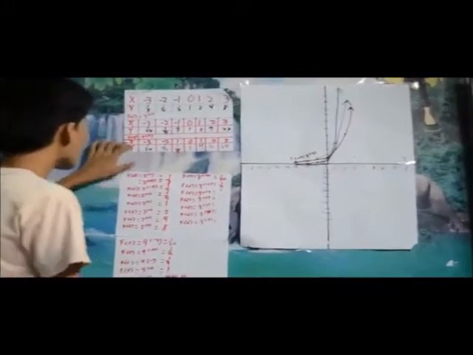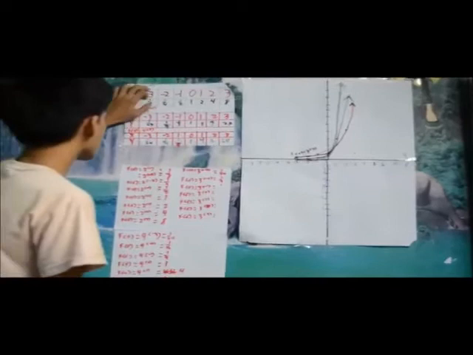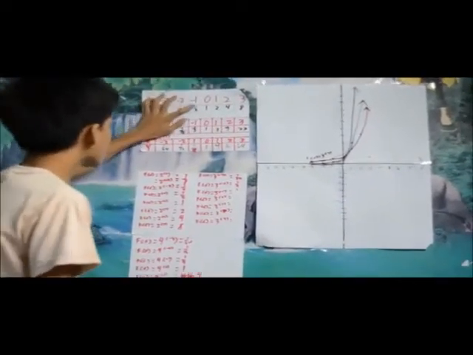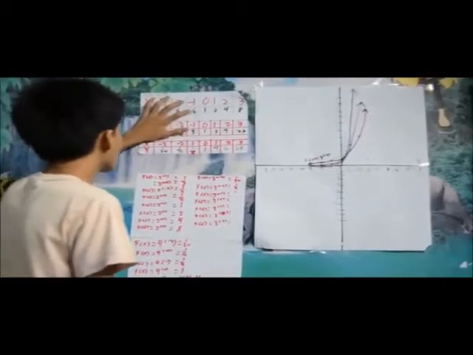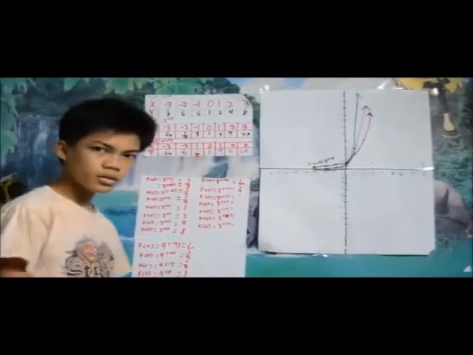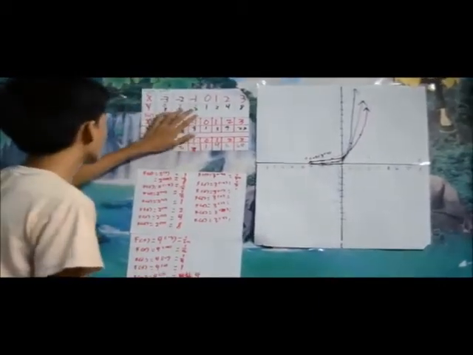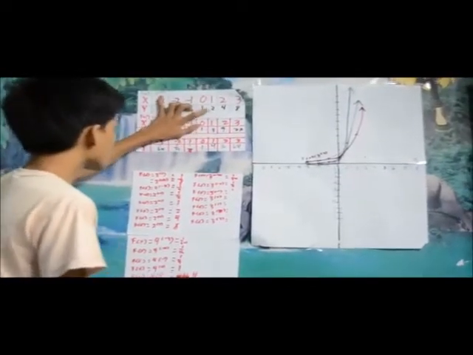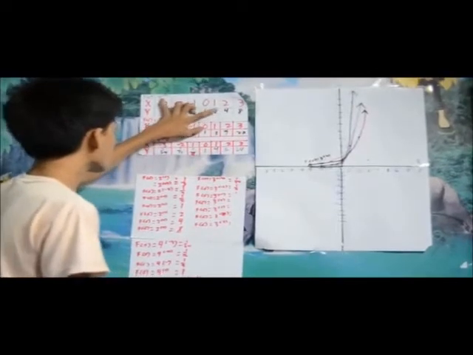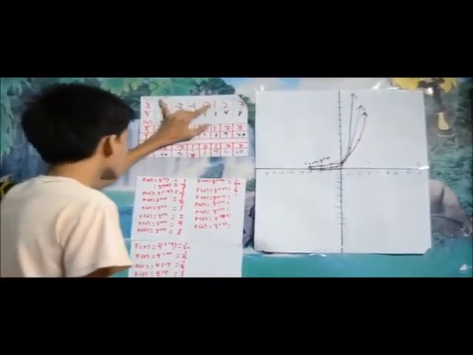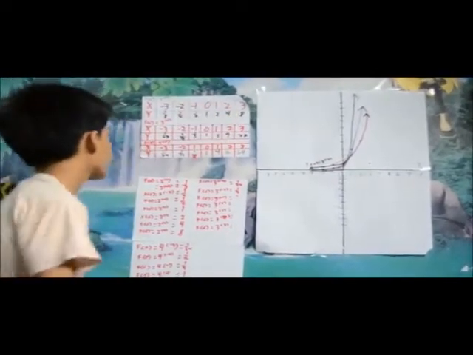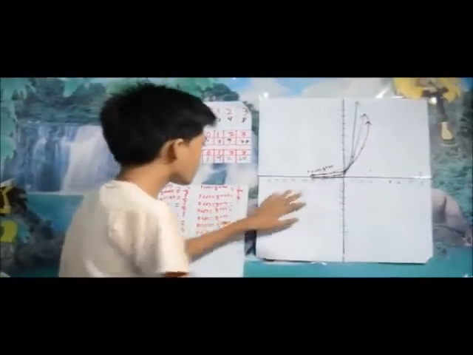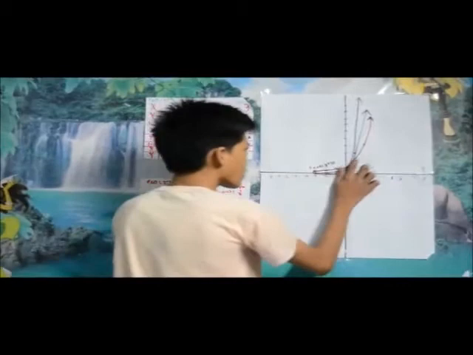2 raised to negative 3 is equal to 1/8. 2 raised to negative 2 is equal to 1/4. 2 raised to negative 1 is equal to 1/2. 2 raised to 0. Any number raised to 0 is equal to 1 except 0. So the answer is 1. 2 raised to 1 is equal to 2. 2 raised to 2 is equal to 4. 2 raised to 3 is equal to 8. So we will graph it. The first graph is colored red.